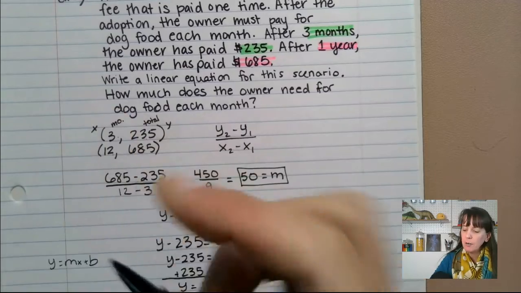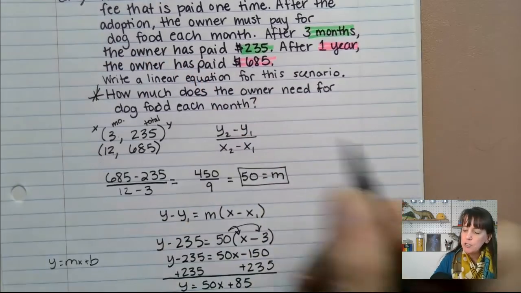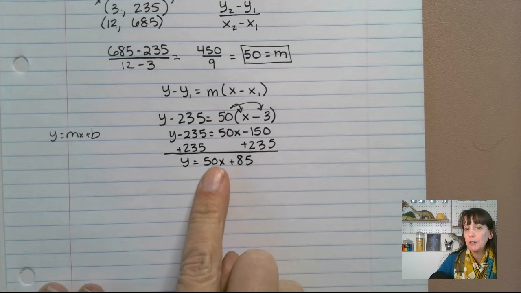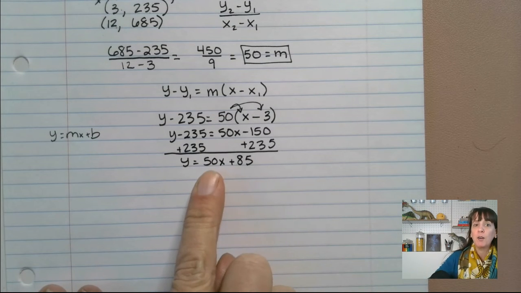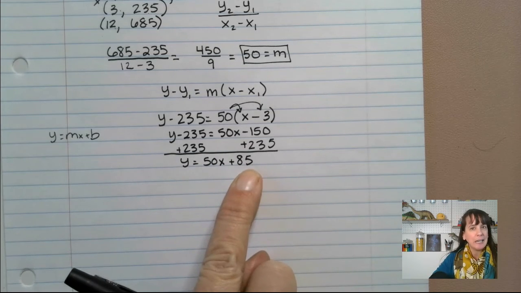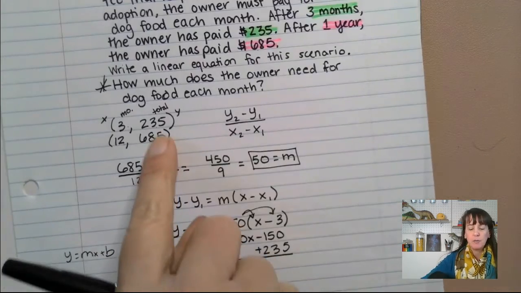So when we look at the second part of this question, how much does the owner need for dog food each month? The owner needs $50 per month because we take our 50 and we multiply it by the number of months plus that initial $85, and that gives us our total like we've been doing up here.